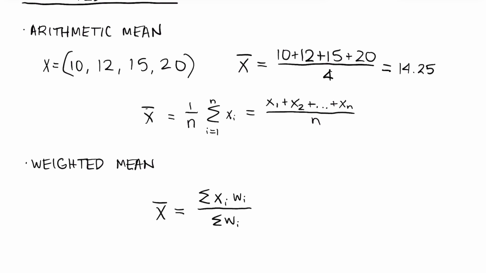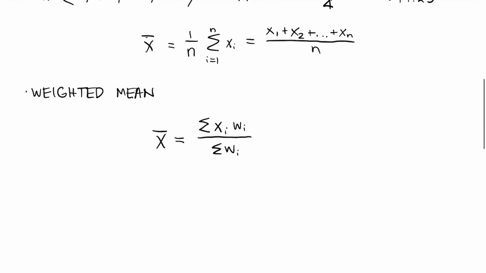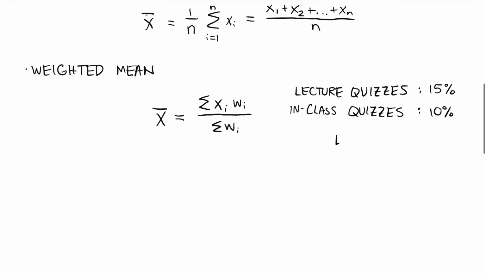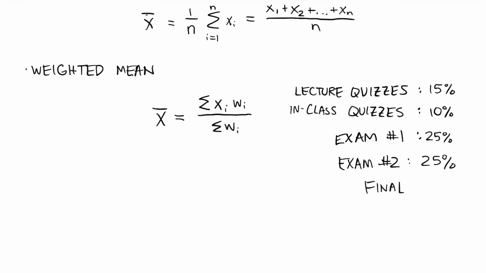Okay, so let's do a quick example. Let's just use the weights for this class. So we have lecture quizzes, which are worth 15% of your grade. We have in-class quizzes, which are worth 10% of your grade. And we have 3 exams, so each of them is worth 25%. And the final. Okay, actually move this down here.